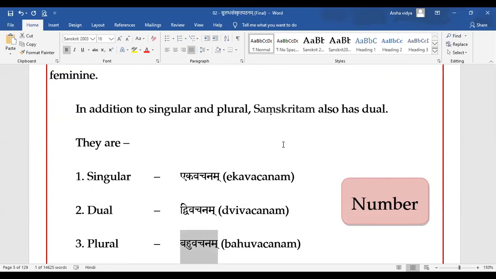For example, a boy is Ekavachanam. Boys is Bahuvachanam. Two boys is Dvivachanam. There is a padam to denote two boys. If there are two boys going, then the sentence is different. Therefore, three numbers are there: Ekavachanam, Dvivachanam, and Bahuvachanam.